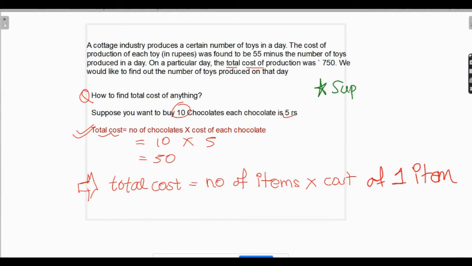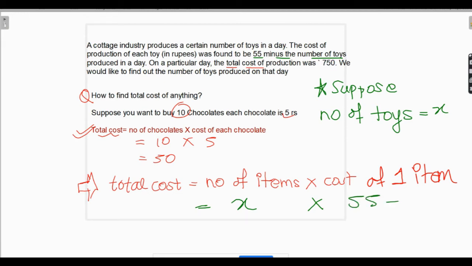Suppose the number of toys is x. So the total cost is the number of toys, x, into the cost of one toy. Let's look at what the cost of one toy is. The cost of production of each toy was 55 minus the number of toys. What was the number of toys? x.